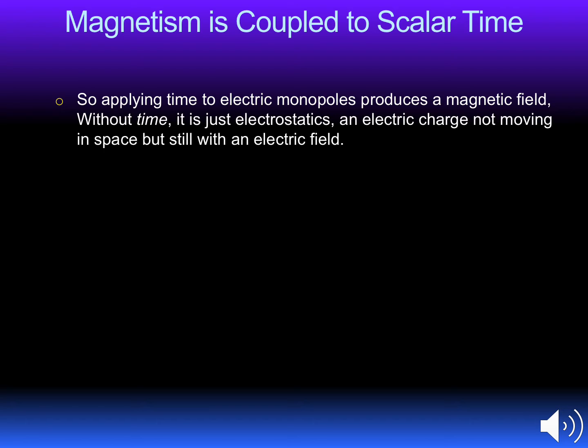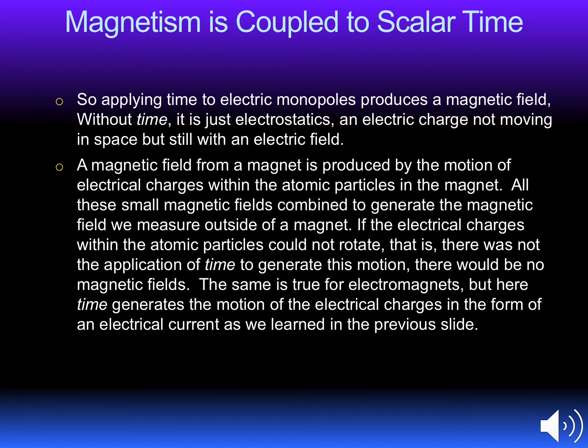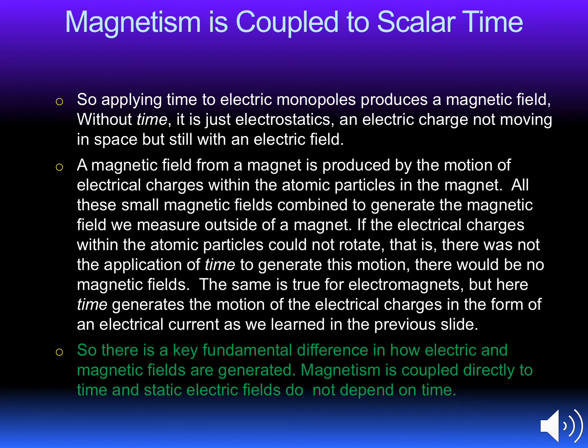Without time, it is just electrostatics, an electric charge not moving in space, but still with an electric field. A magnetic field from a magnet is produced by the motion of the electrical charges within the atomic particles in the magnet. All these magnetic fields combine to generate the magnetic field we measure outside of a magnet. If the electrical charges within the atomic particle could not rotate, that is, there was not the application of time to generate this motion, there would be no magnetic fields. The same is true for electromagnets, but here the time generates the motion of the electrical charges in the form of an electrical current, as we learned in the previous slide.